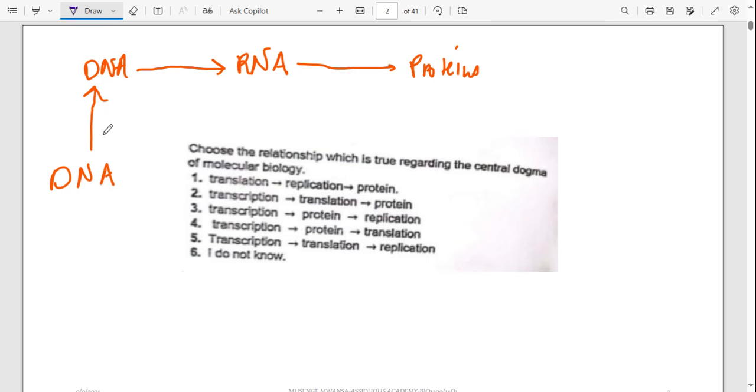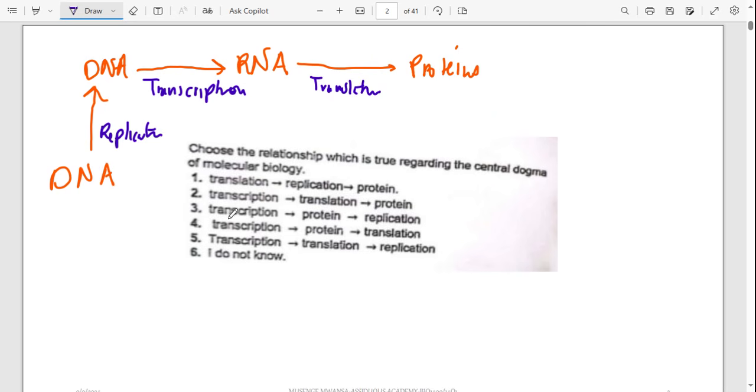DNA making a copy is known as replication. And then DNA going into RNA, that is known as transcription. Now RNA going into proteins, that is known as translation. So these are the phases of molecular biology.